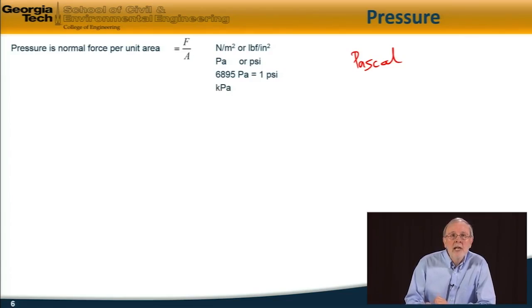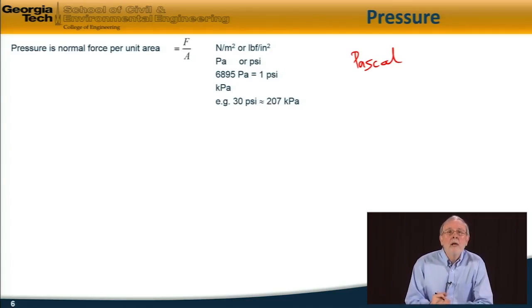Because the Pascal is a small unit, more commonly we will be using kilopascals, which is 1,000 pascals. For example, a typical tire pressure, say, of 30 pounds per square inch is approximately 207 kilopascals.